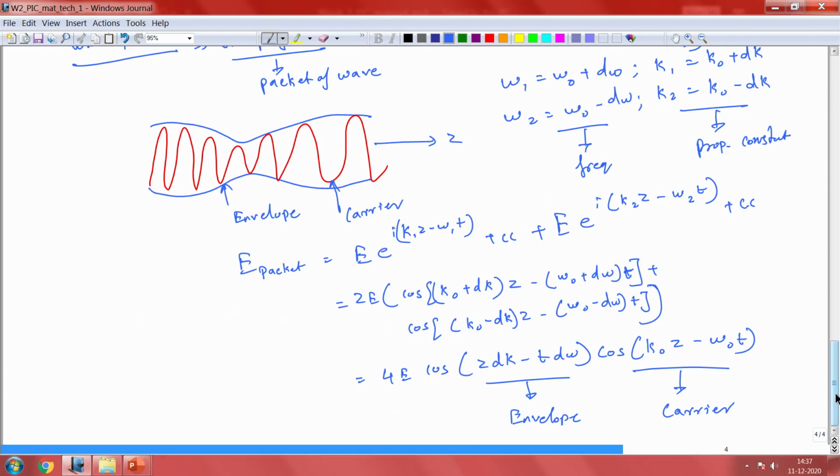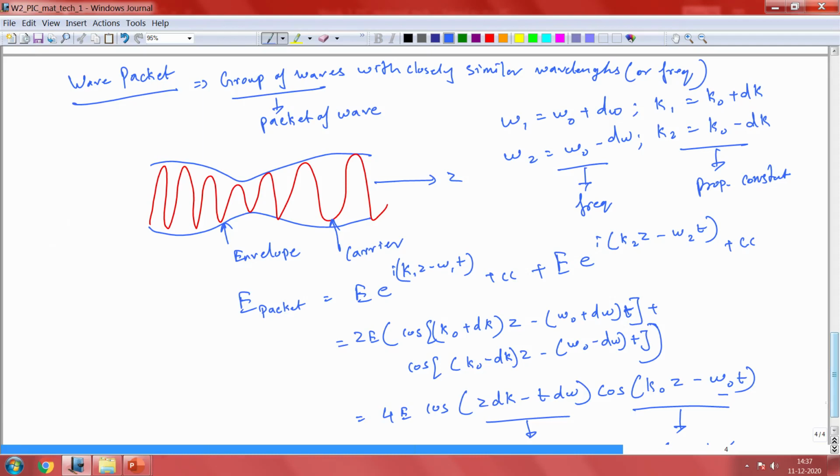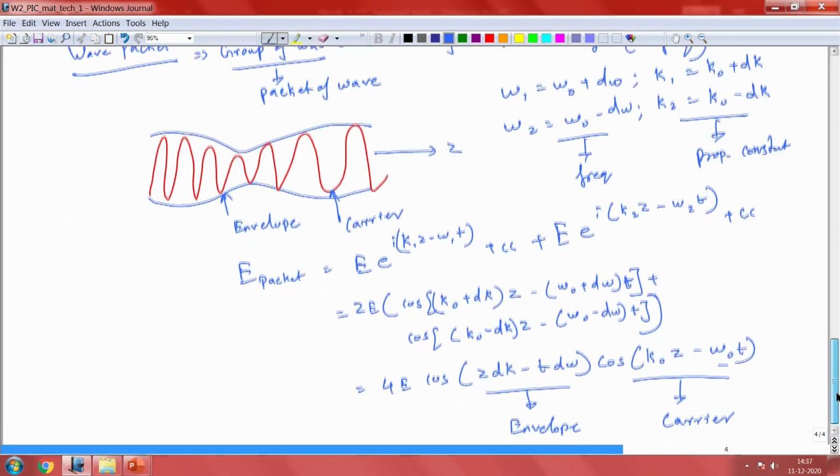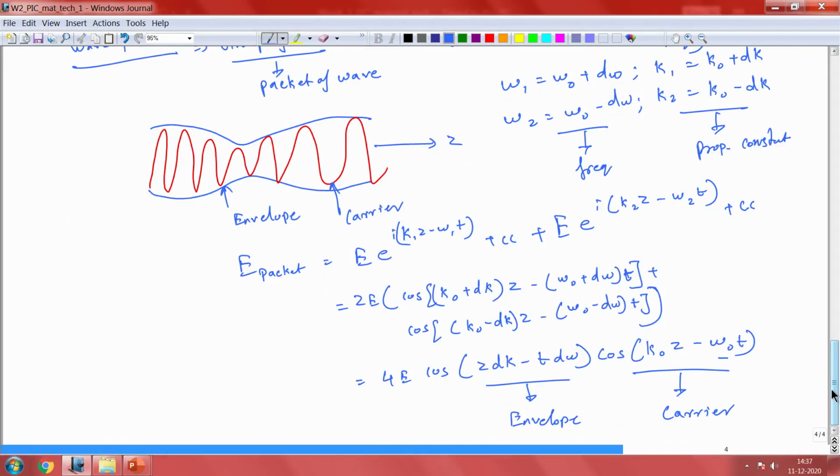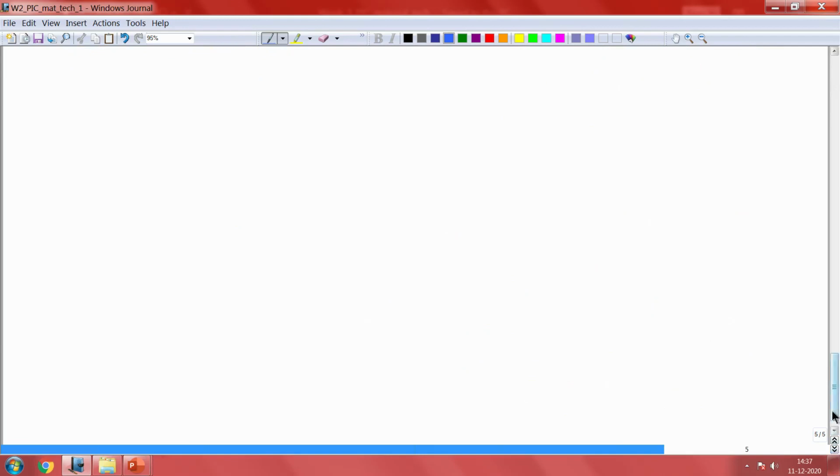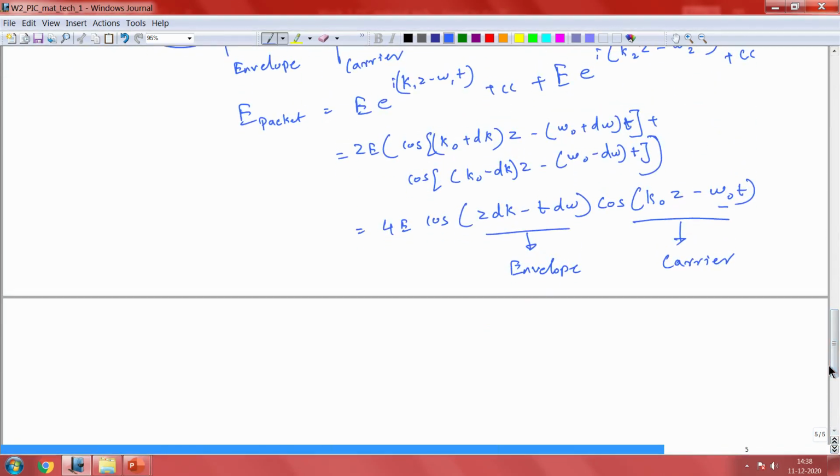So, the resultant wave packet has a carrier with frequency omega naught and propagation constant k naught, and an envelope that is cos of (z dk minus t d omega). So now we have an envelope, a wave packet propagating through a medium, and we can calculate the speed at which this wave packet moves. Let us look at the speed at which this moves.